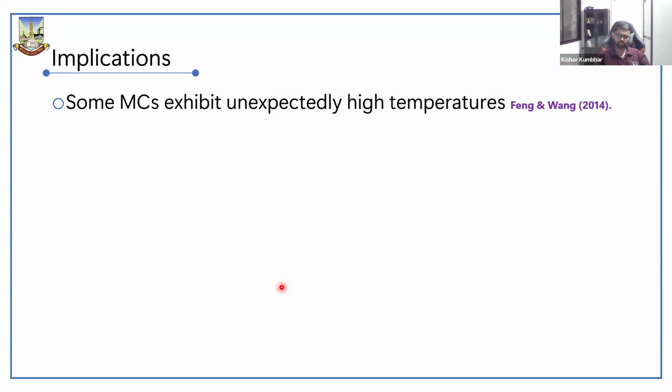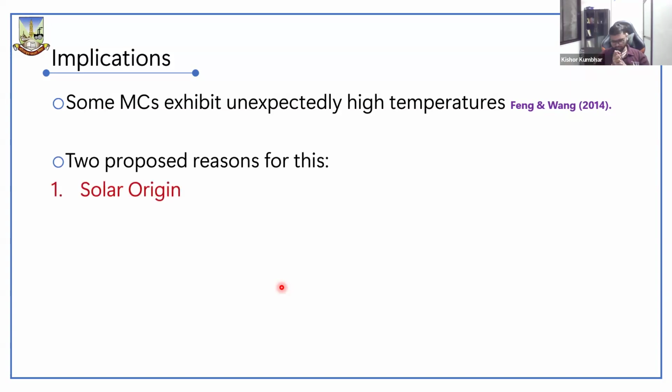So they suggested two reasons. First, they suggested that this high temperature in the magnetic clouds may be a result of solar origin. In the sense, these magnetic clouds might be carrying these pockets of high temperature from the point of origin through the corona. Another reason they proposed was that this heating effect was due to some internal process, such as magnetic reconnection or current sheet formation, leading to this excess heating.